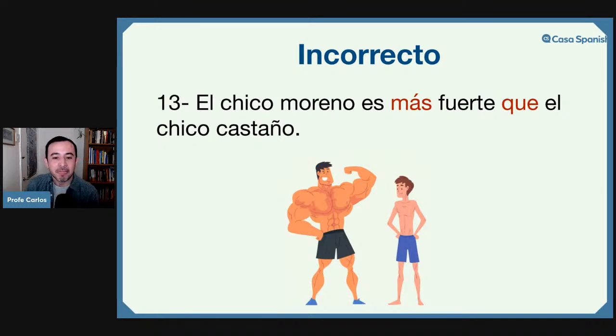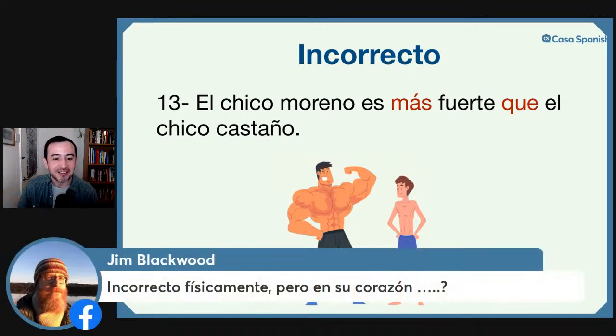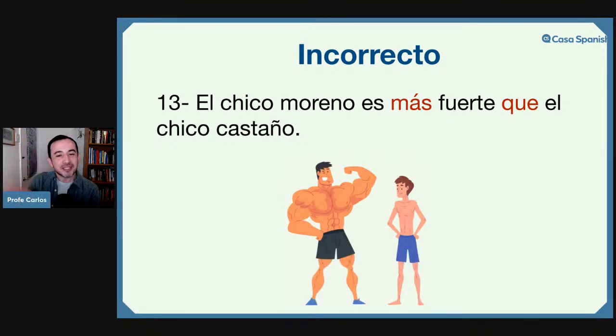El chico moreno es más fuerte que el chico castaño. And Jim is saying incorrecto físicamente, pero en su corazón. So maybe in his heart, maybe on the inside, he's stronger, the el chico castaño. It is possible. Yes, that's true. But let's focus on the physical part just tonight. In this case, it is el chico moreno es más fuerte que el chico castaño. But yes, who knows on the inside?